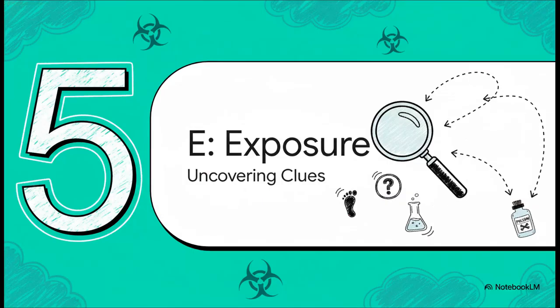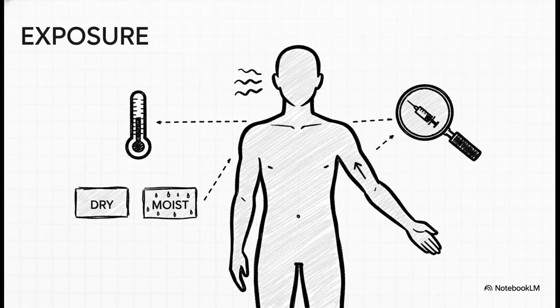We've made it to the last step of our primary survey, E for exposure and examination. Now that the patient is stable, this is where our detective work really kicks into high gear as we search for hidden clues on the patient's body. We have to respectfully undress the patient completely to get a full look. We're searching for anything and everything.